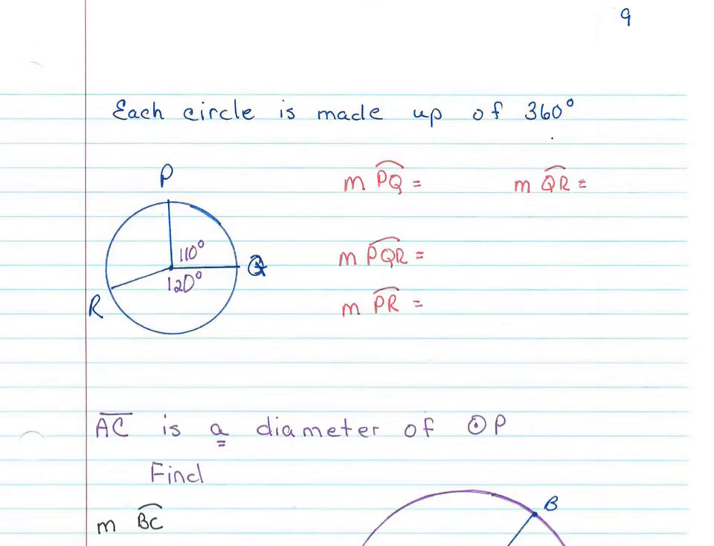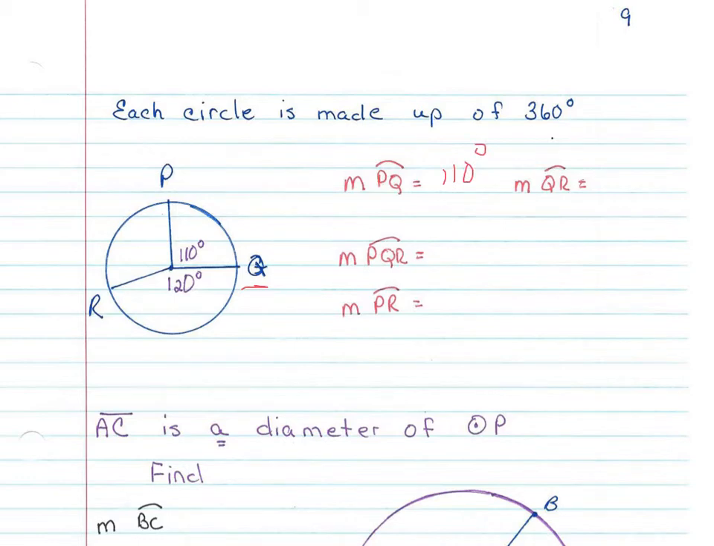I mentioned earlier that each circle is made up of 360 degrees. What here is the measure of arc PQ? Hannah? What's the measure of arc PQ? What's the measure of the central angle? So what's the measure of the arc? 110. These are not drawn to scale.